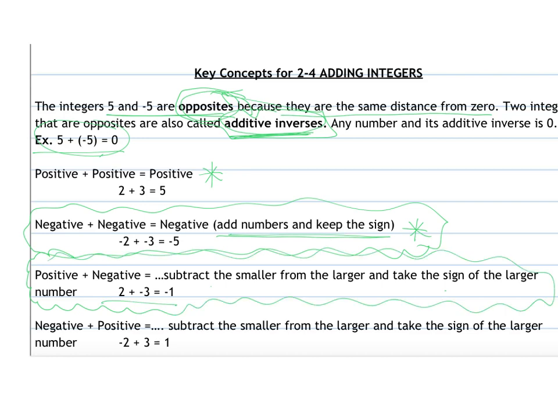2 plus negative 3 is negative 1. And then a negative plus a positive, we do the same. Subtract the smaller from the larger and take the sign of the larger number. So these two would be the important things to write down because this one is basically the same as the other one.